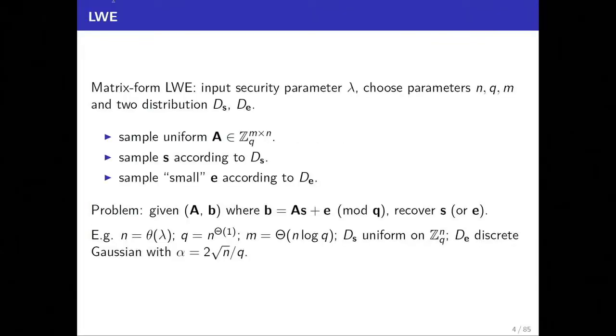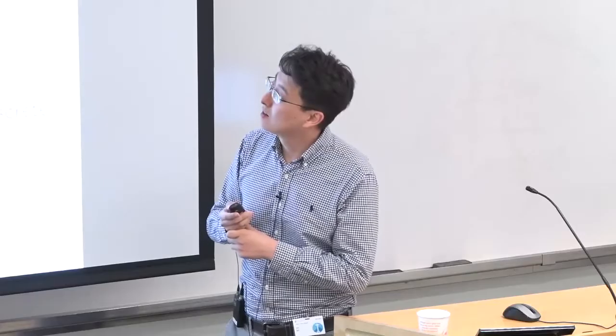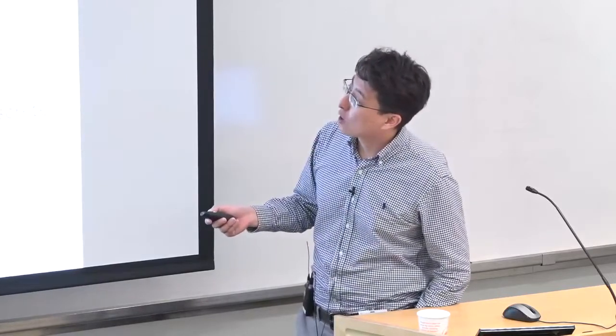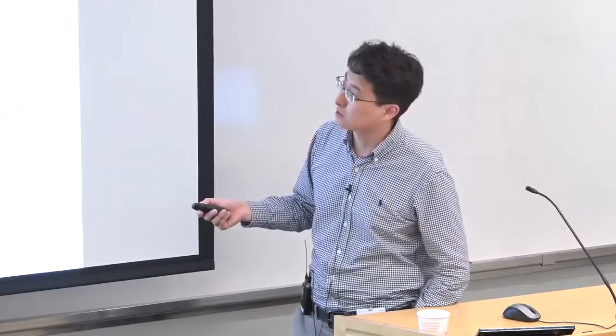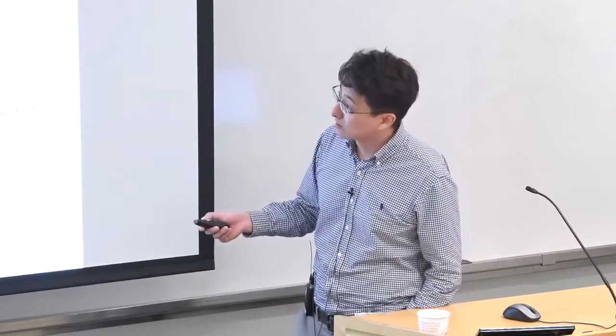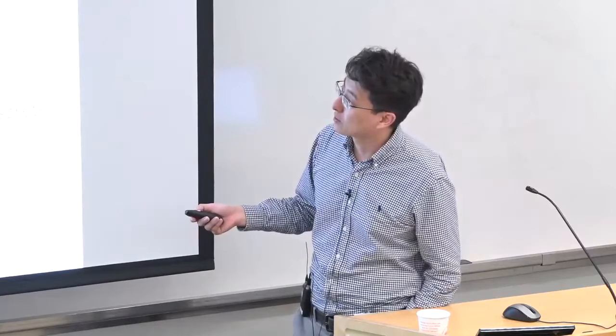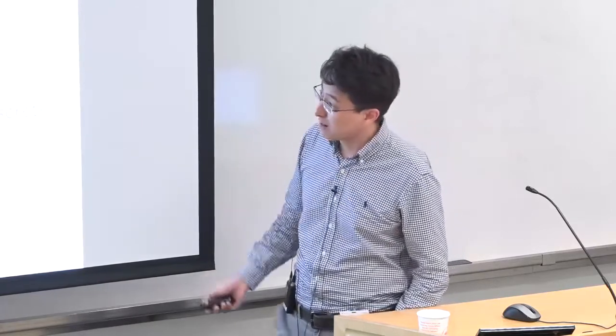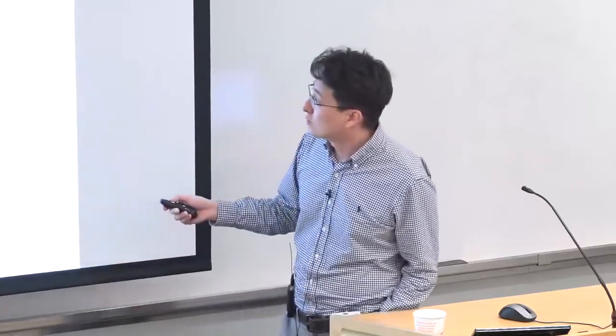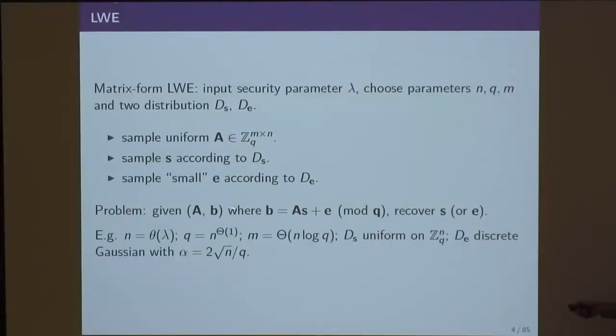Okay, LWE. I'm going to write out the matrix form of LWE. Sample a uniform matrix A from the integers mod Q, of dimension m times n, where I usually require m to be bigger than n for the LWE instance to make sense. Then I sample S according to some secret distribution, where the distribution is to be specified later. I also sample a small error E according to some error distribution D_E. The matrix version of the LWE problem is to recover S or E given A and B, where A and B are called the matrix form of LWE samples.